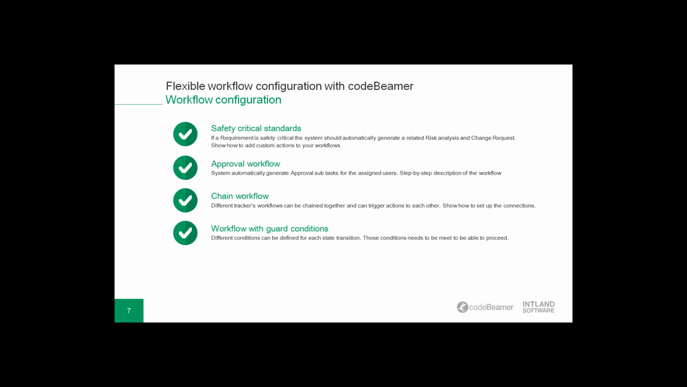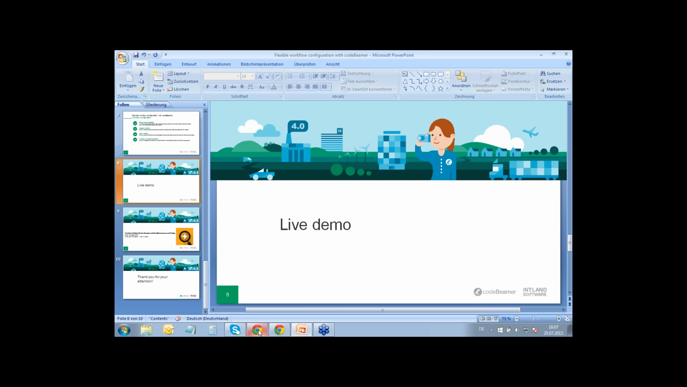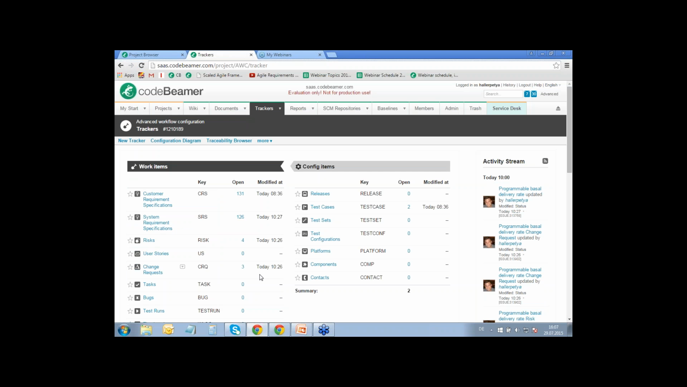That will generate, and via a change workflow will have an effect on the original requirement and will change the status, for example. And also I will show you how you can add guard conditions. In these guard conditions, different conditions have to be defined for each state transition, and those conditions need to be met to be able to proceed. So right now I'm going to jump into codeBeamer and walk you through these scenarios.